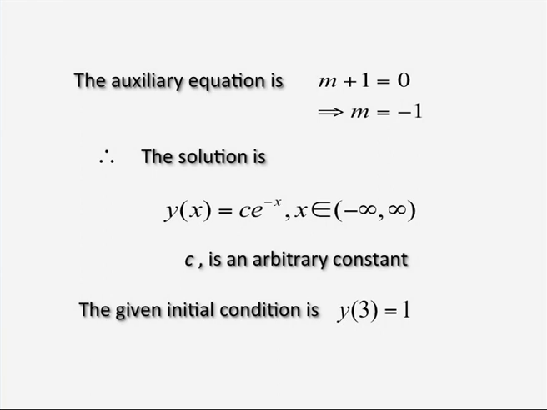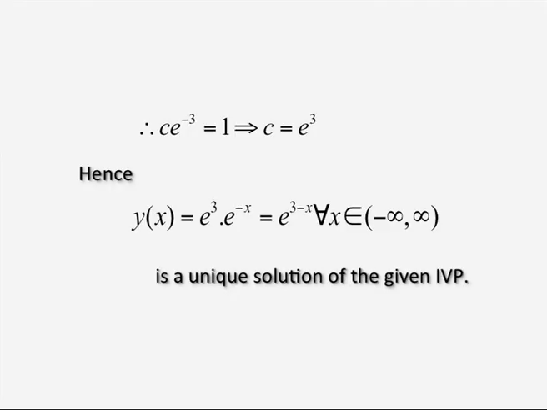So we can say there are infinitely many solutions here. But we can eliminate this c by using the given initial condition, that is y of 3 is equal to 1. For that, put x equal to 3 in the general solution. Then we have c e power minus 3 is equal to 1. Therefore, c is equal to e power 3.